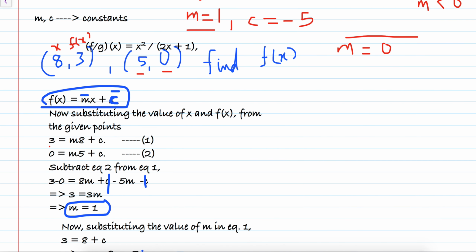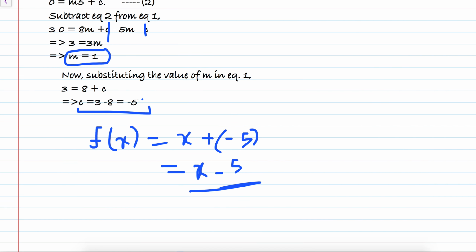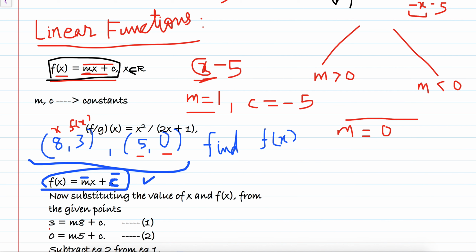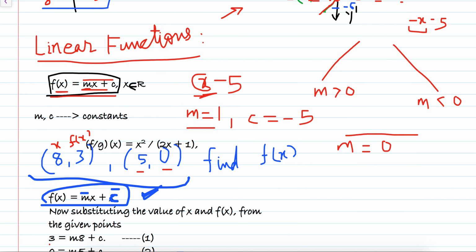And even if we are told that f is a linear function and it passes through these 2 points, then we can find out how the function is defined. So it's important to remember the formula for linear functions. So that's all for now.